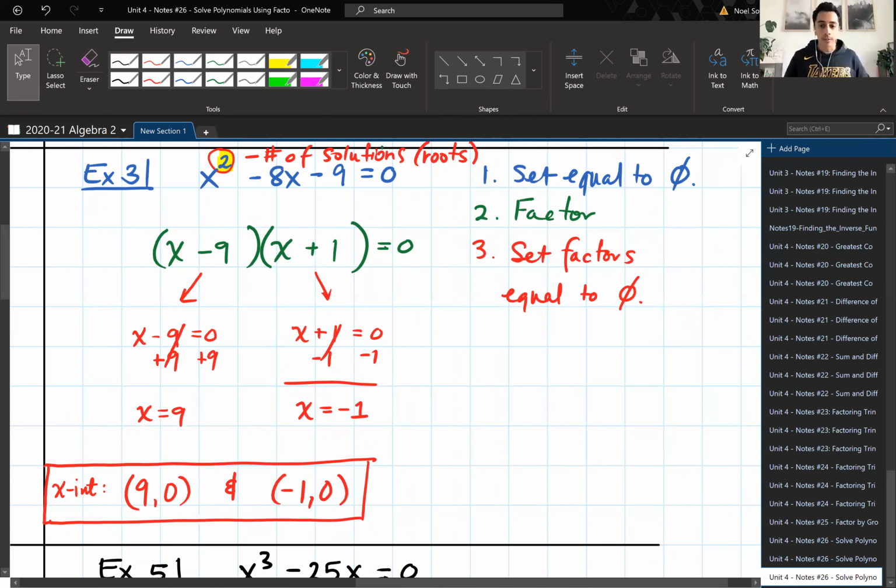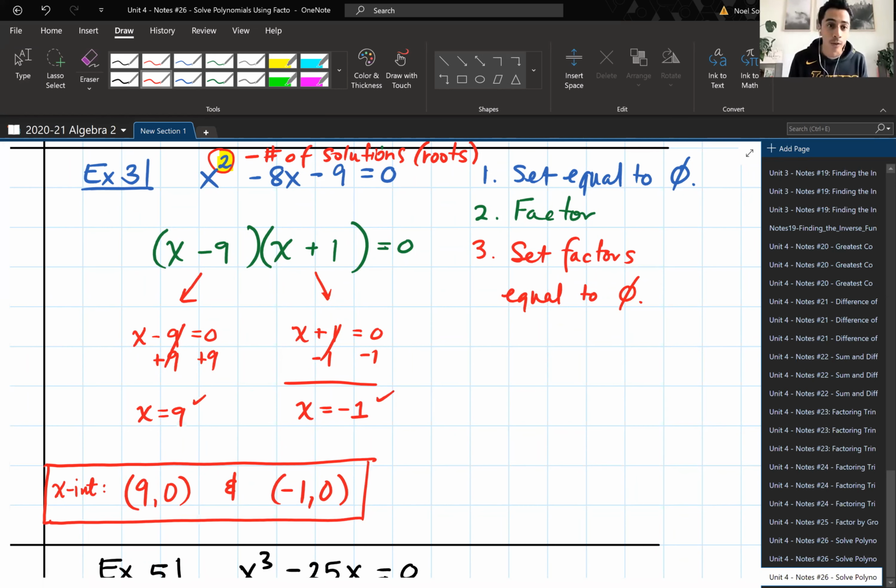Any questions for number 3? So notice how that power indicated I needed 2 solutions. I found 2 solutions. If it would have been a power of 3, I would be looking for 3 solutions. If it was a power of 4, I would be looking for 4 solutions. Right? So the largest power I see in the polynomial indicates how many roots or solutions or x-intercepts I should have.